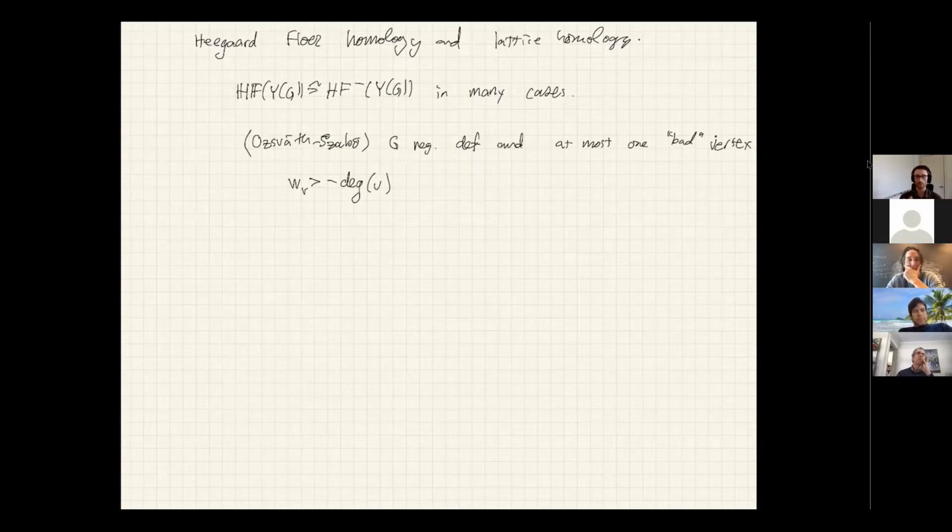But Ozsváth and Szabó also proved that if there's one vertex where the weight isn't sufficiently negative, but all the other ones are sufficiently negative, then basically the isomorphism holds. Of course, their result wasn't stated in terms of lattice homology because their result predates the formalization in terms of this homology theory, but basically their result proves it in this case. And so Némethi generalized this to another setting, which is what he calls almost rational graphs.